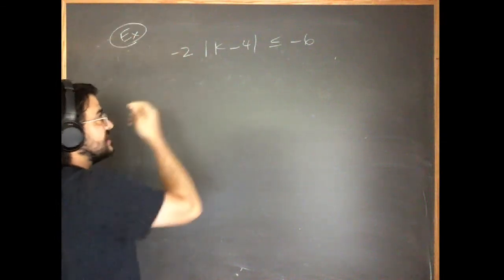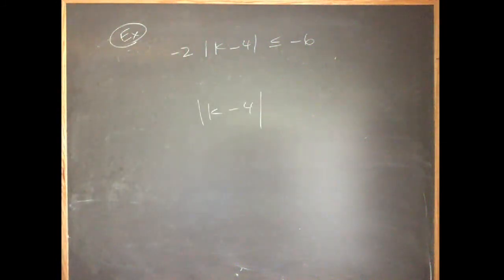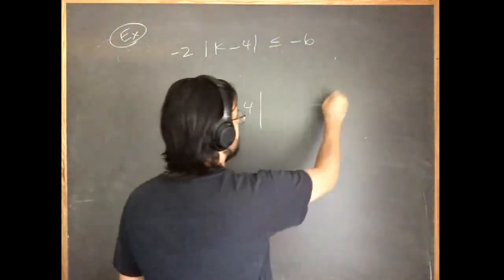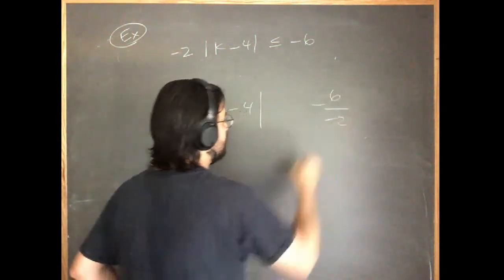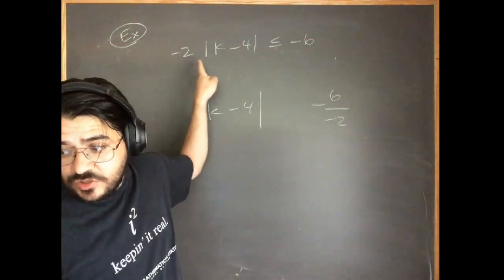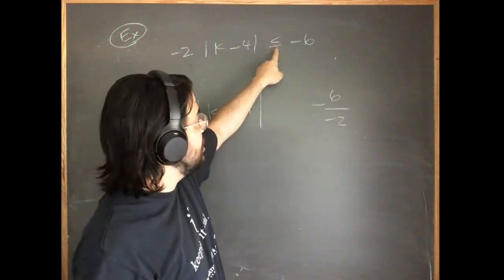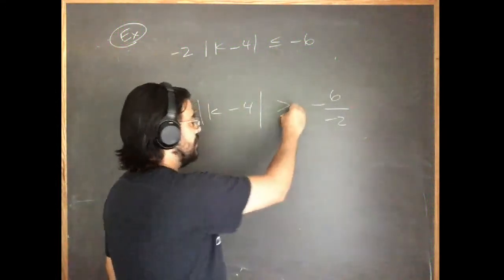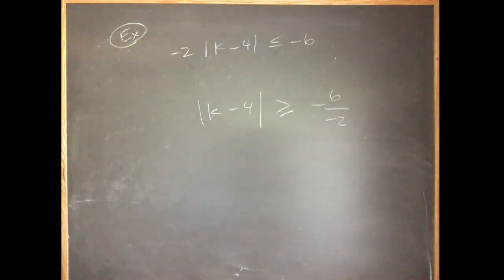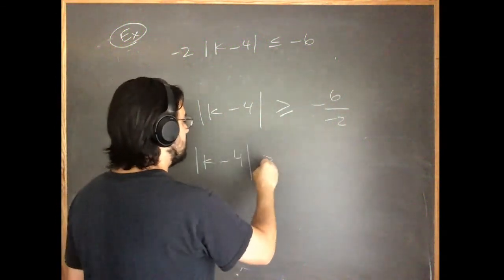So our first step is to isolate the absolute value of x minus 4 on its own. So we need to divide both sides by negative 2. So here we'll get negative 6 over negative 2. But notice what we did. We divided by a negative to isolate that guy, so we'll have to flip it around, okay? So it changes from being a less than or equal symbol to being a greater than or equal to. And now we can rewrite this as the absolute value of x minus 4 is bigger than or equal to 3.